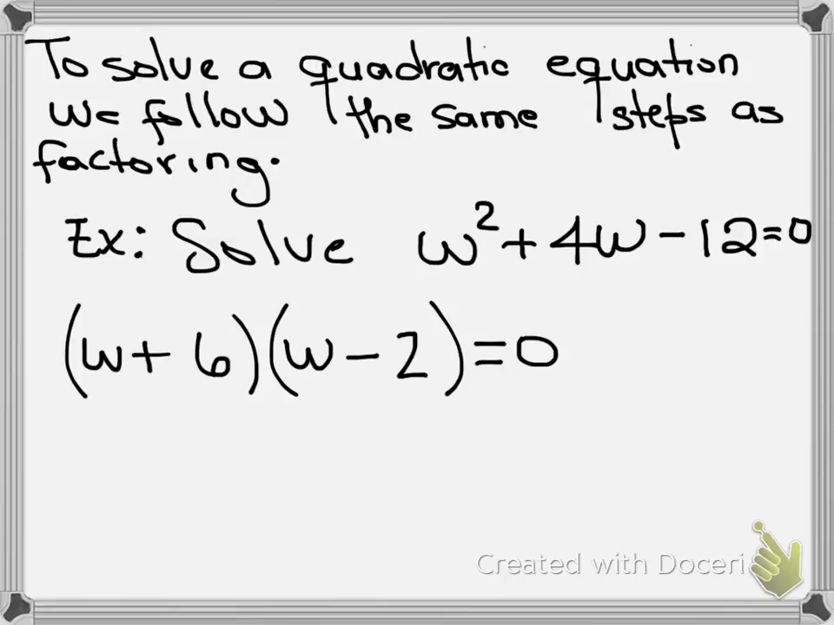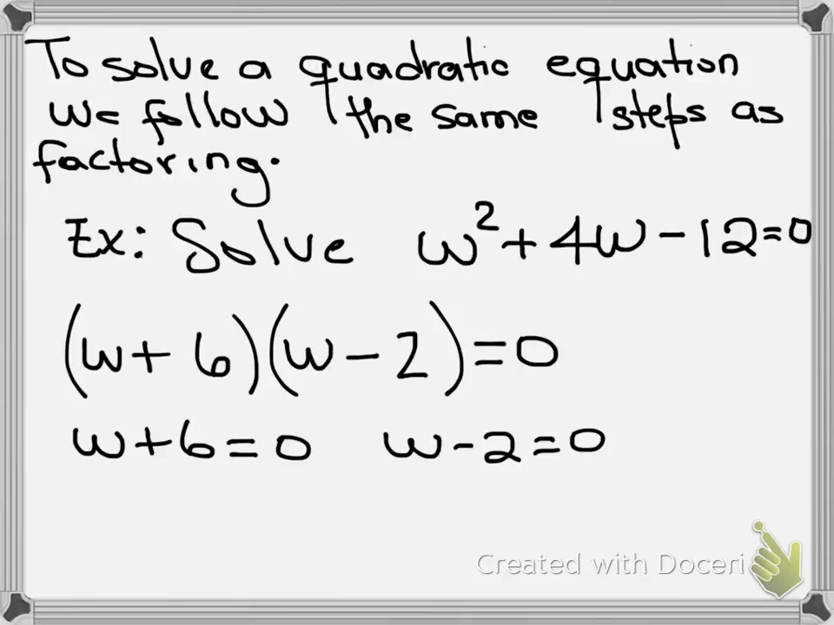So let's say we decide that maybe the first one is 0, w plus 6 is 0, or w minus 2 is 0. Either or. Since we do not know which one, we're going to set both of them equal to 0, ladies and gentlemen. That's what the zero product property does in this case. And now you have the linear equation for each part.